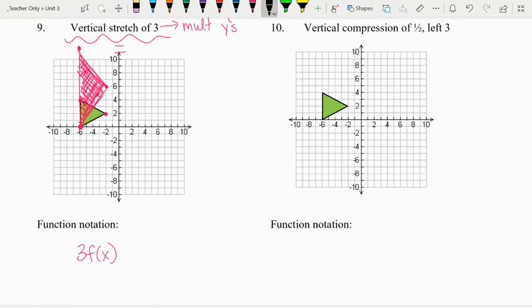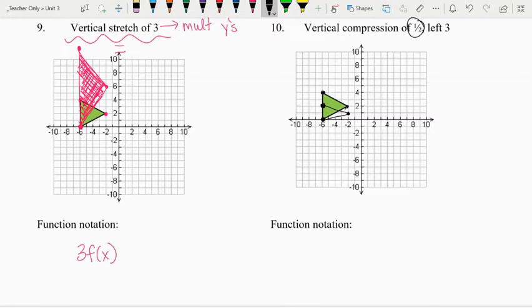And then our last one like this, we want a vertical compression of 1/2. So if it's 1/2, that means I'm dividing all my y's by 2. So again, 0 stays 0, but this one is 4. 4 divided by 2 is 2. And this one is 2. 2 divided by 2 is 1. So then I can connect those dots, right?